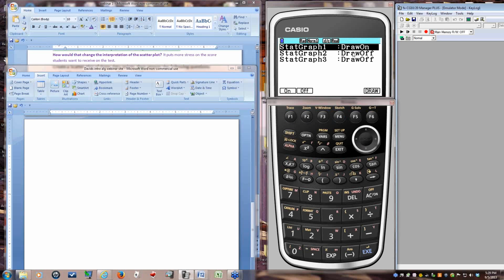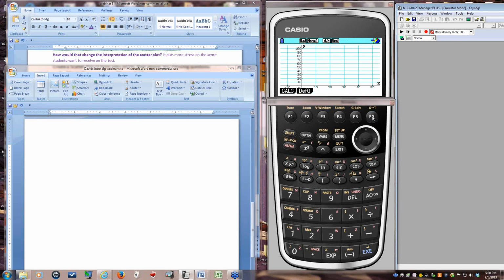Graph 1 is still on. That's the original one, so I want to turn that off. Move down to graph 2, since that's the one I set up. I could have set up graph 1 just switching the 2 lists, but I did want you to see some of the other features. I'm going to draw this without changing the window, because if you go back to the original set of data, I've got this in probably not the best window to look at, obviously.